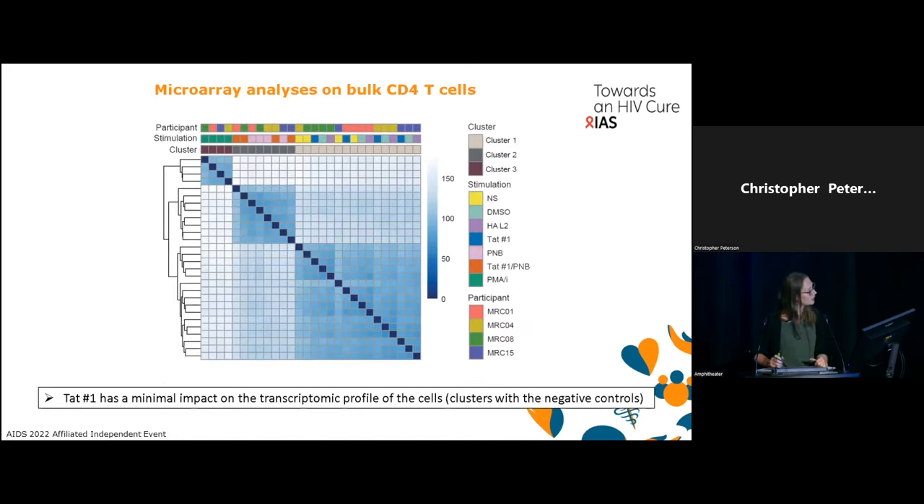PMA ionomycin. So we also wanted to know whether this TAT compound is modifying the transcriptomic profile of the cells. So to answer that question, we did some microarray analysis on the bulk CD4 T cells from the same 4 participants, and we could identify 3 different clusters based on stimulation. So there was a cluster that was formed of the cells that were stimulated with PMA ionomycin, another cluster that was formed of the cells that were stimulated with panobinostat alone or in combination with TAT. So this is really a cluster that is driven by panobinostat stimulation. And then finally, we also had a cluster that was formed of the non-stimulated control, so non-stimulation and DMSO treated cells, but also with the cells that were treated with the TAT compounds. So we can conclude that this TAT compound has a minimal impact on the transcriptomic profile of the cells since it clusters with the negative controls.